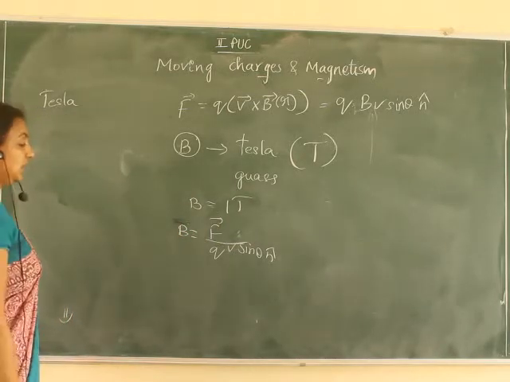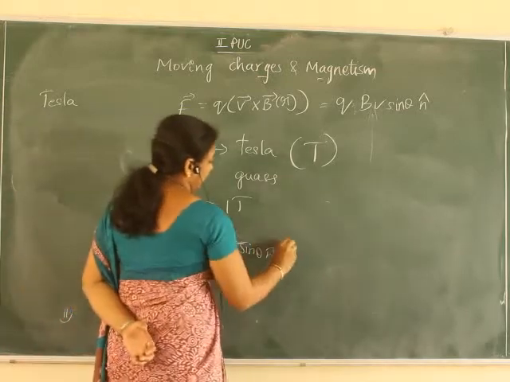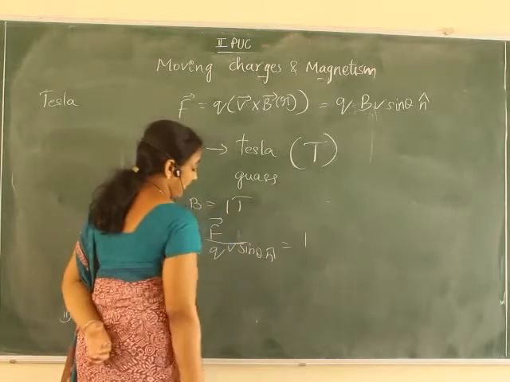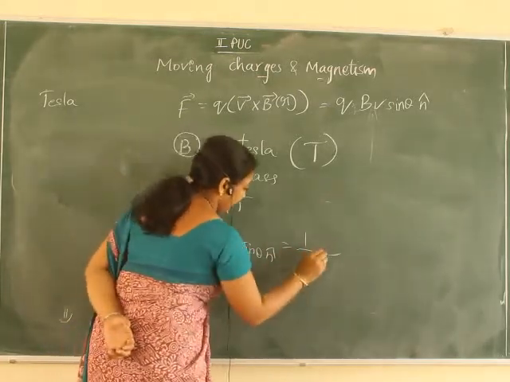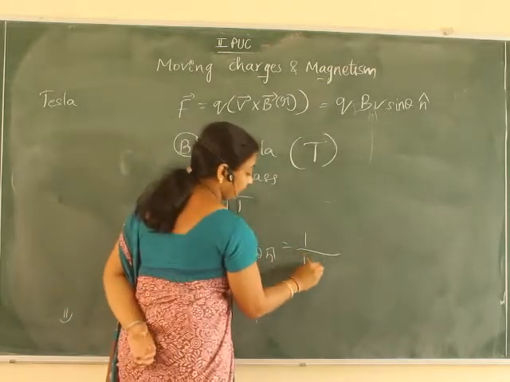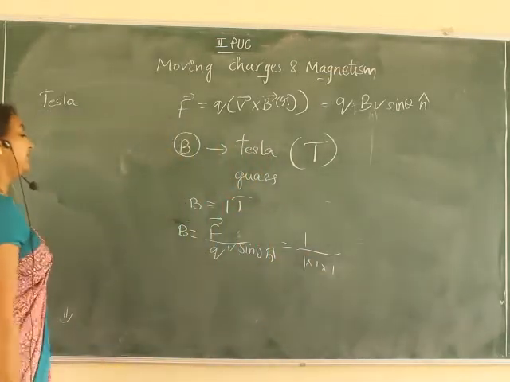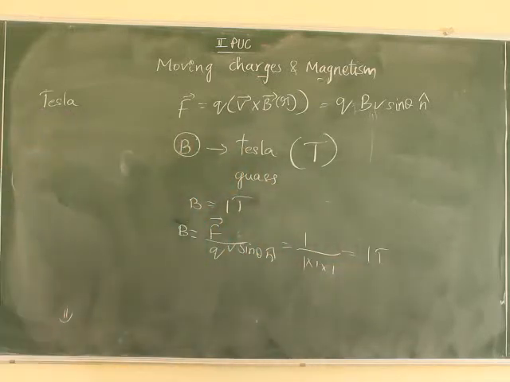Correct? Then I can say for magnetic field to be 1 Tesla, force should be 1, charge should be 1, V should be 1, and sin 90 is 1. So I can say B is equal to 1 Tesla. How can we define it?